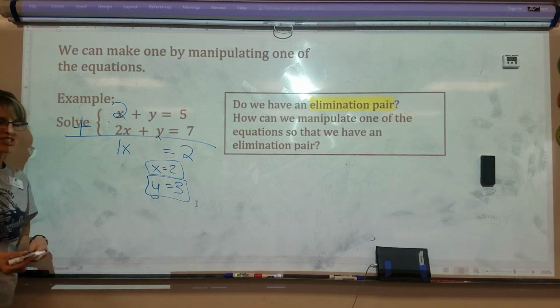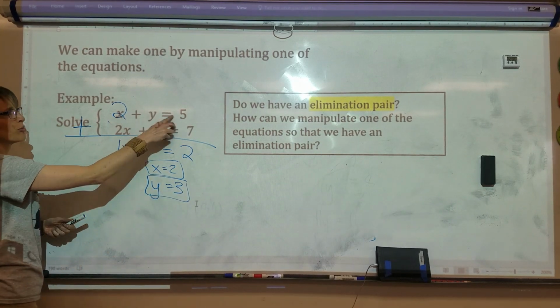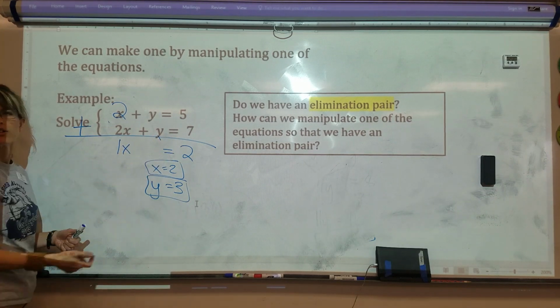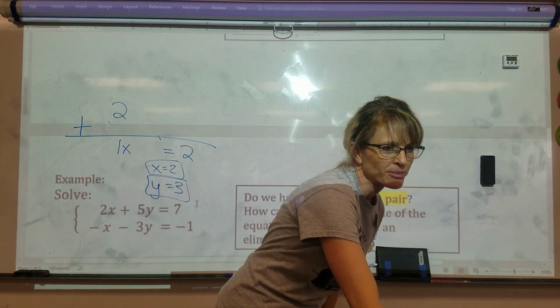Okay. So we got 2 and 3. And if we wanted to check it, we already know 2 plus 3 is 5. We could double the 2, that's 4. Plus 3, that's 7. We know we did it right. Okay, good. Let's do another one.